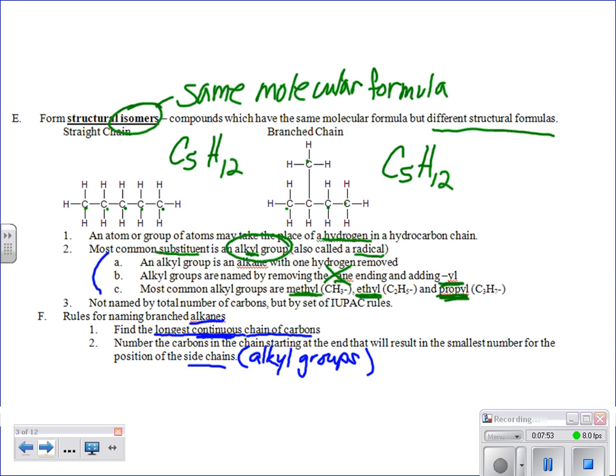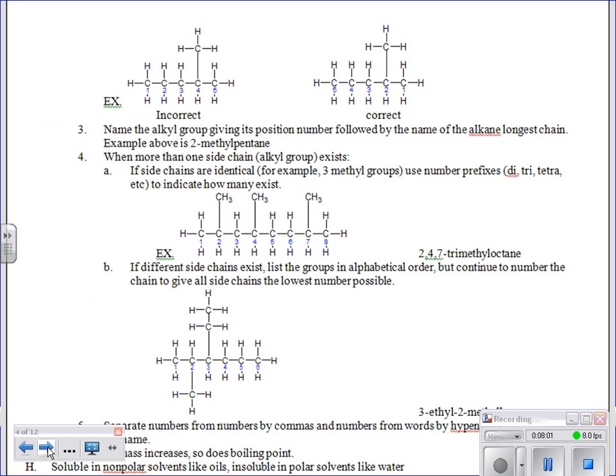It's okay if this doesn't really make sense yet, but just think about this. We're going to have to think about our numbering. We're going to find our longest continuous chain of carbons, and we have to consider the numbering of it. We're going to want it to be smaller numbers, not bigger numbers.